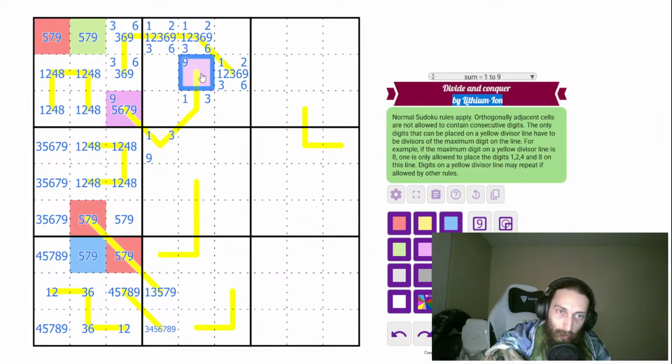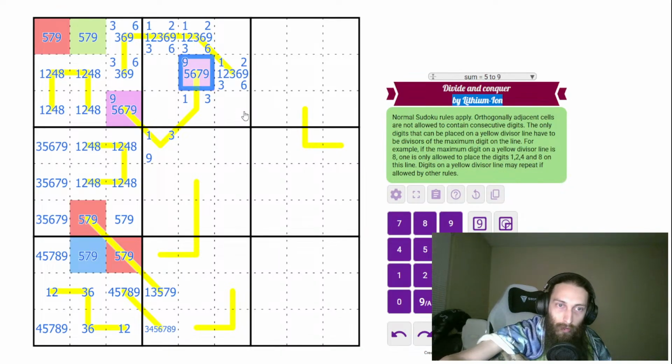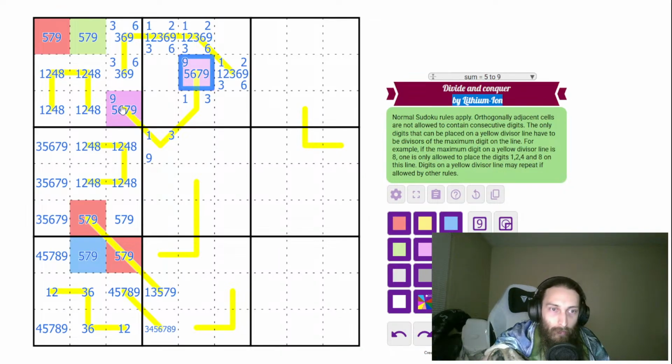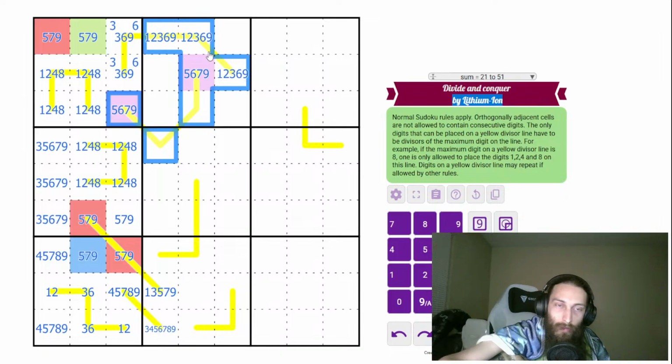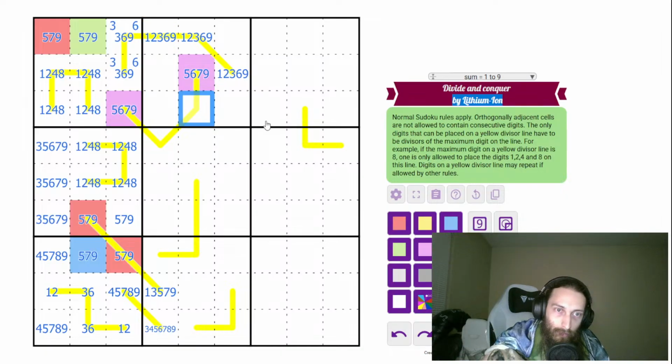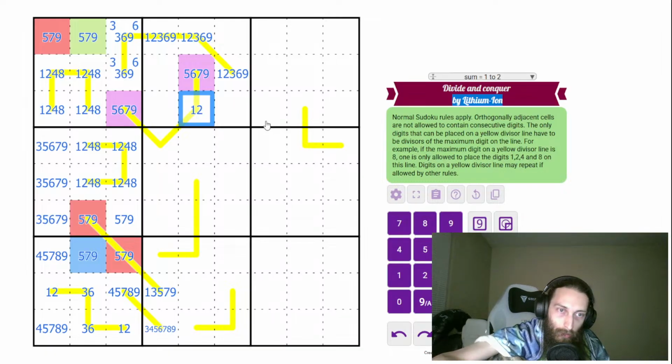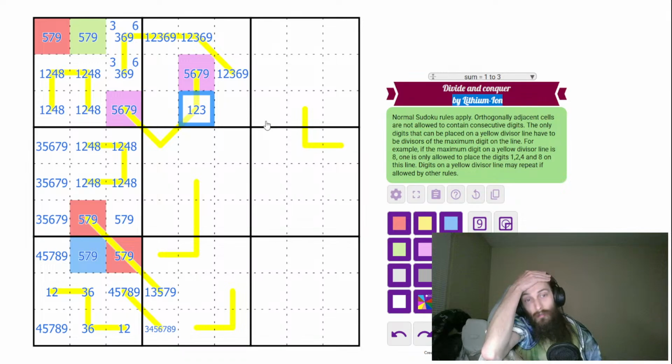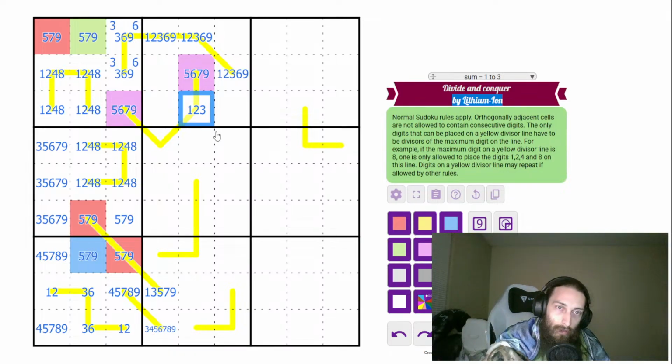And the 2 can't fit. And if it's 5 or 7, so 5, 6, 7, 9. And then this is 1 or 2. 1, 2, or 3. 1, 2, 3.